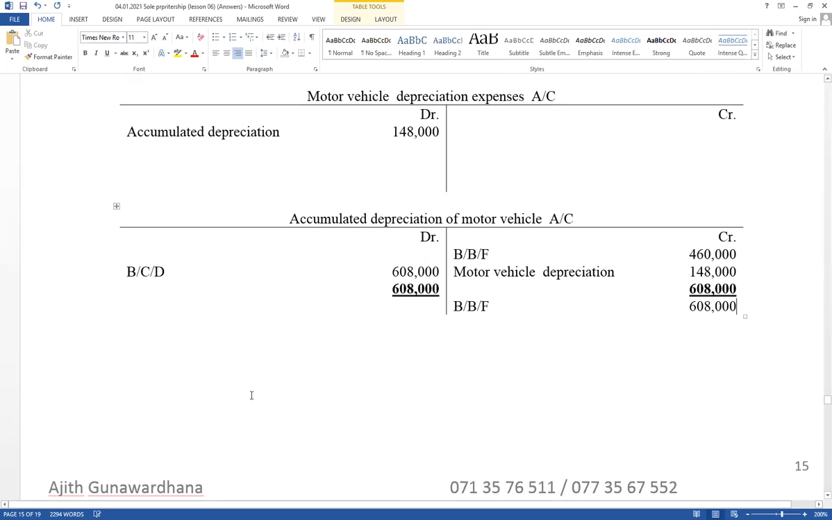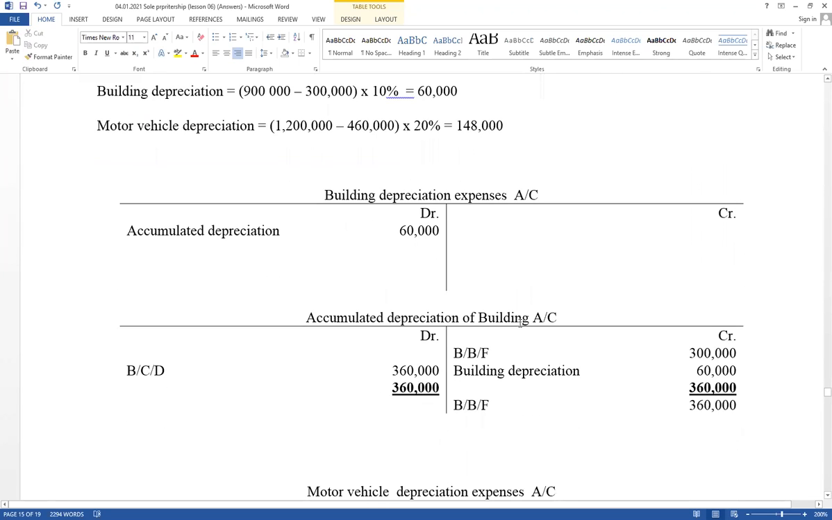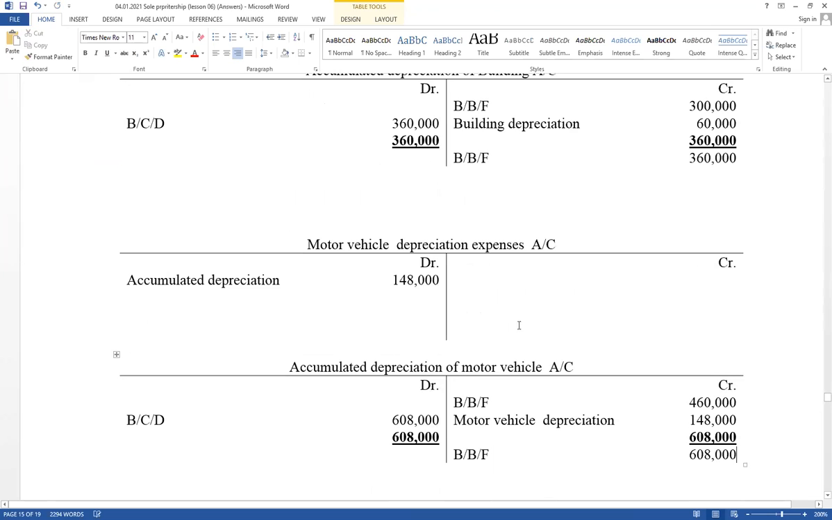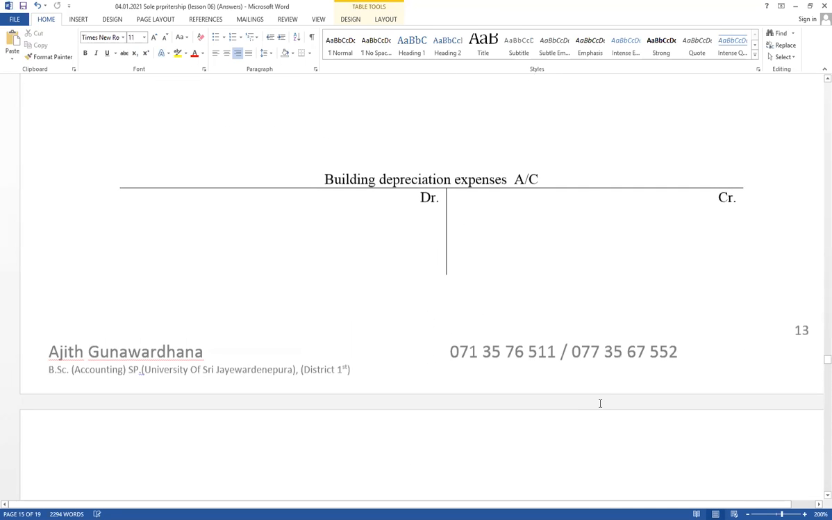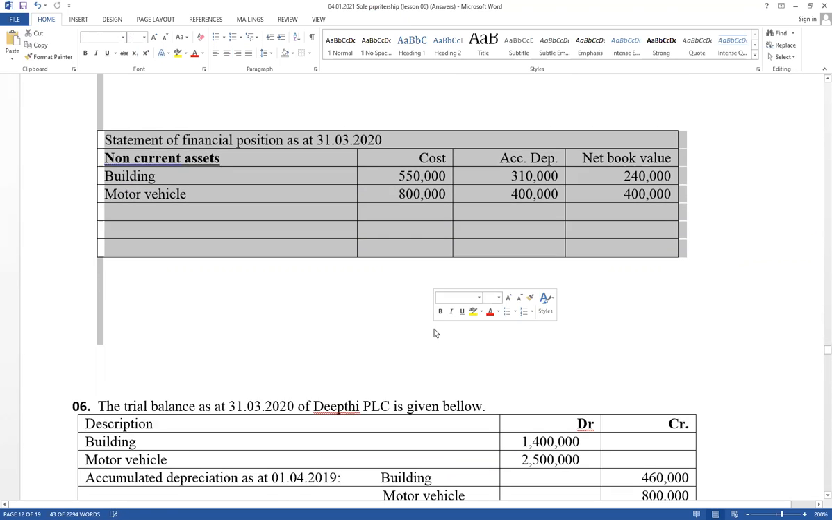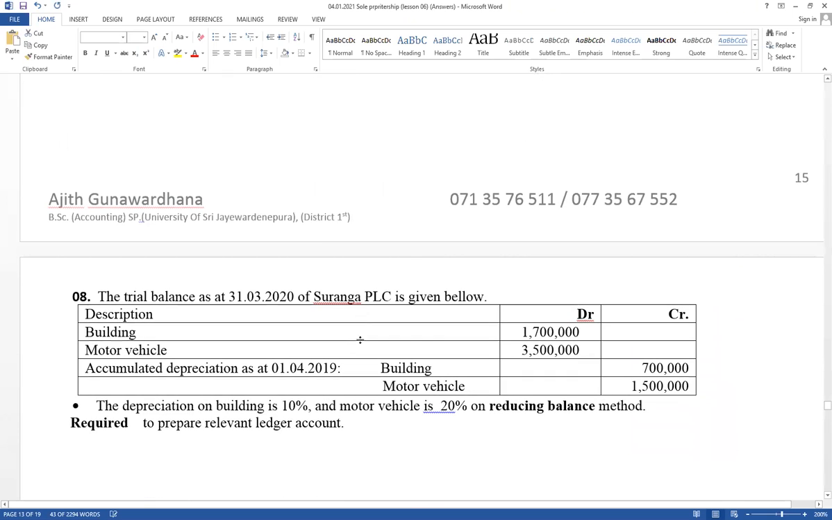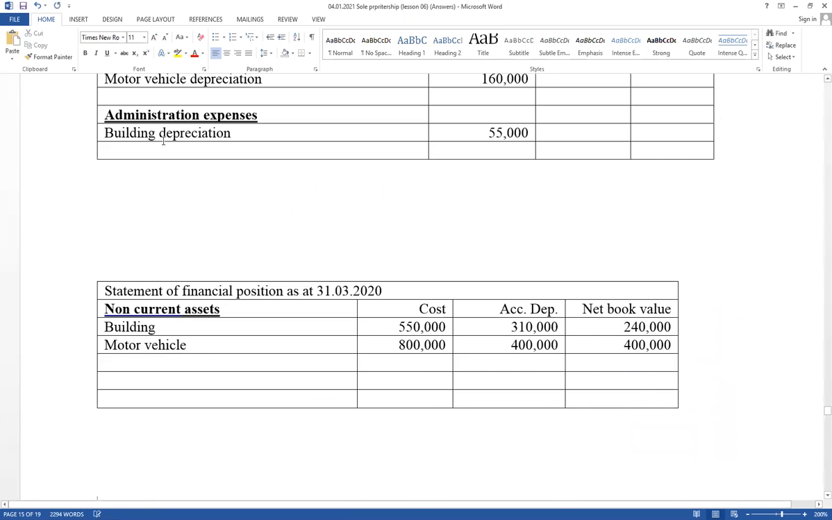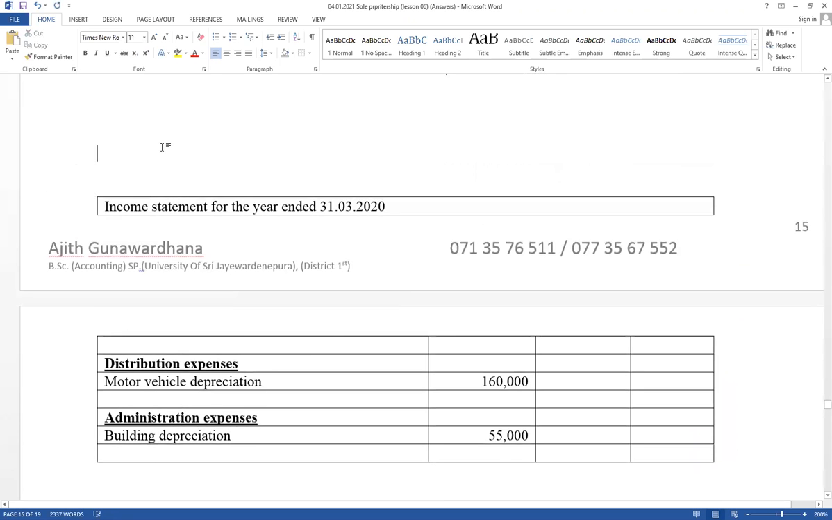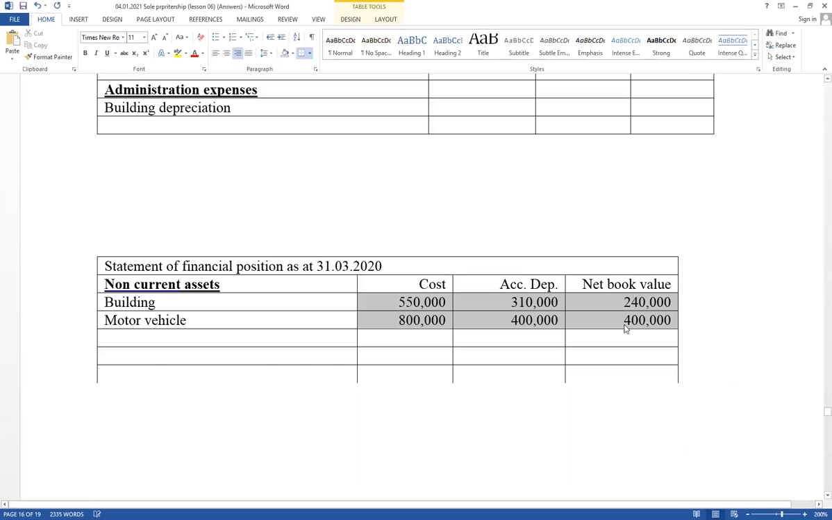Then disclose it on the income statement. This is the way you have to calculate, and this is the way you have to record in the ledger accounts. Now think about how to disclose on the income statement as well as the financial position. This is the way you disclose in the statement of profit and loss and other comprehensive income as well as the statement of financial position. Think about the difference between straight line basis and reducing balance methods.